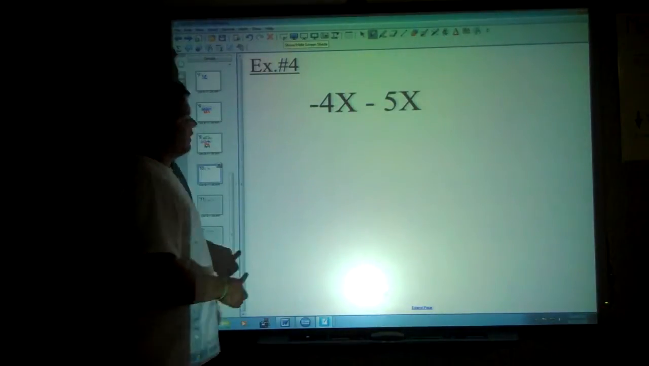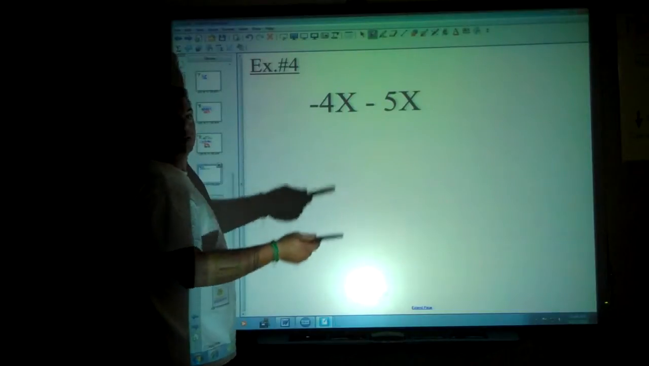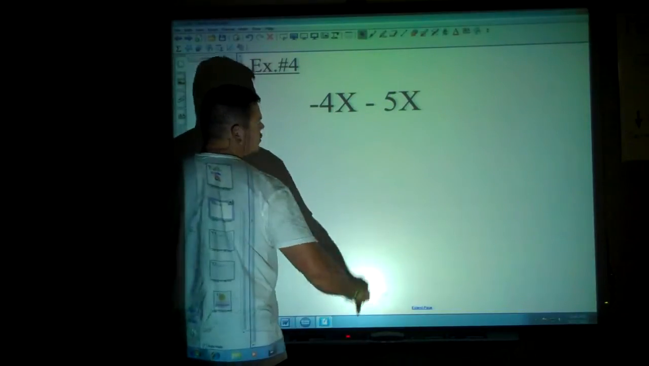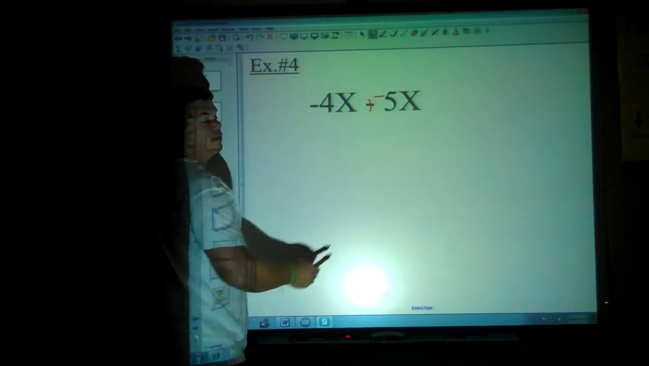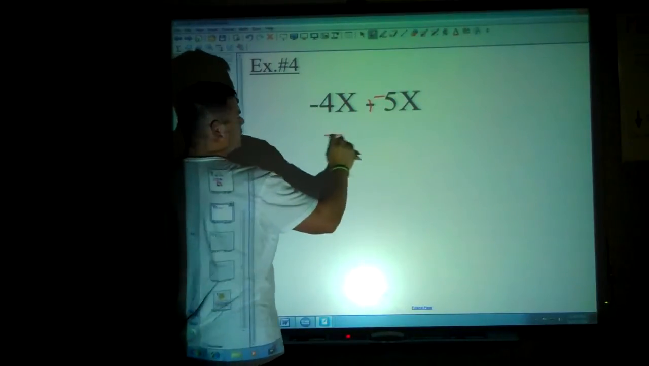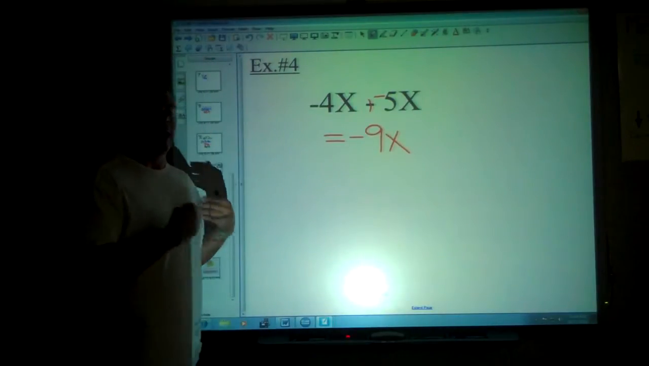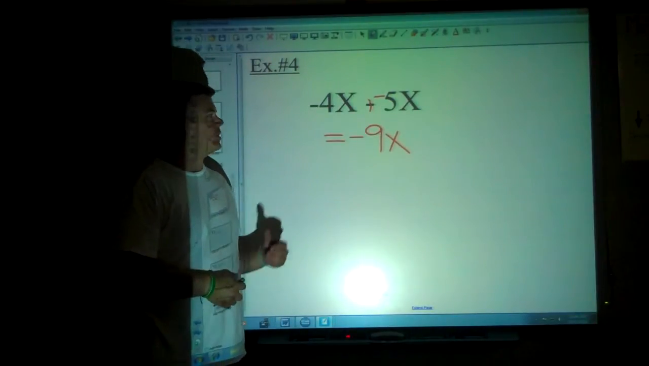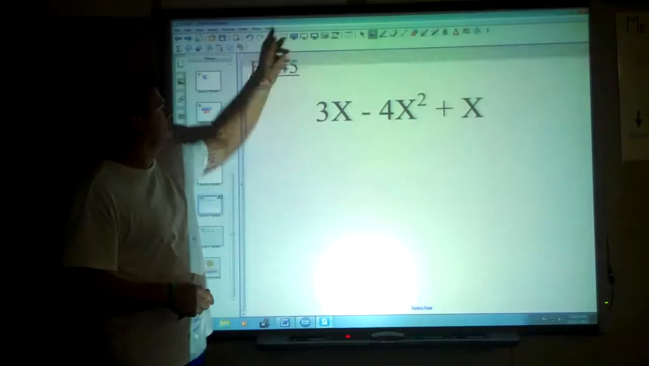Negative 4x minus 5x, very common. Someone goes, oh, 4 minus 5 is 1, or 4 minus 5 is negative 1. But if you actually changed your signs to plus the opposite, you'd realize that it's a negative plus a negative, which should make more negatives. Negative 9x. Again, you don't have to change subtraction to plus the opposite, but I find that people make fewer mistakes if they do that.